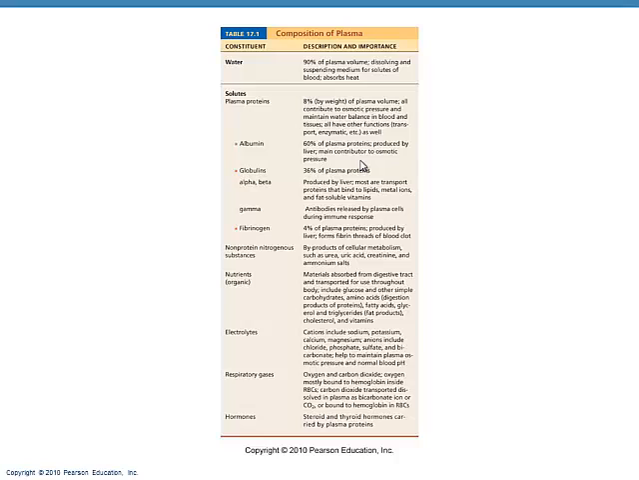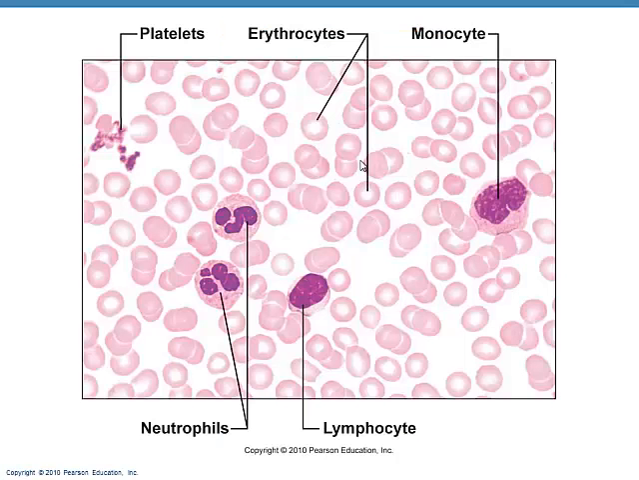So those factors, those chemicals, are why donating plasma would be a good thing to do. It would be very helpful to a wide array of patients. The other thing we're going to find in plasma, besides those really important proteins, is nutrients, respiratory gases, hormones, and all of that good stuff. So understand what's in plasma and why it is important.